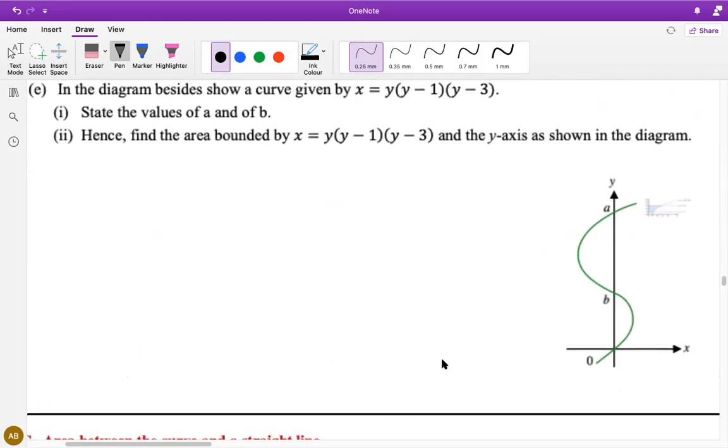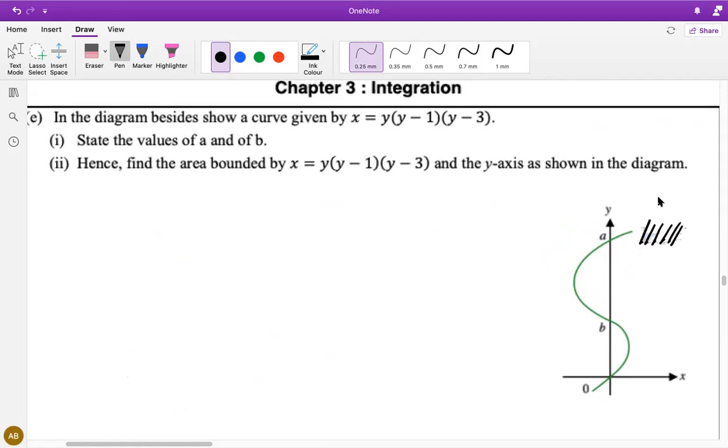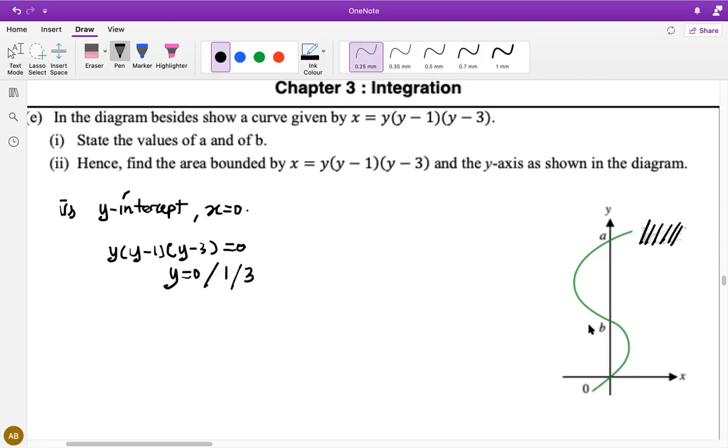Okay, now this question. Okay, ignore this, sorry. Okay, given that the diagram is from 0, B, A. So what is the value of A and B? So this is the y-intercept, right? So how to find y-intercept? When x is 0, number one. Okay, so I want to find y-intercept. Okay, x must be 0. Therefore, y times y minus 1 times y minus 3 equals to 0. Therefore, I have y equal to 0 or 1 or 3. Therefore, B is 1, A is 3.